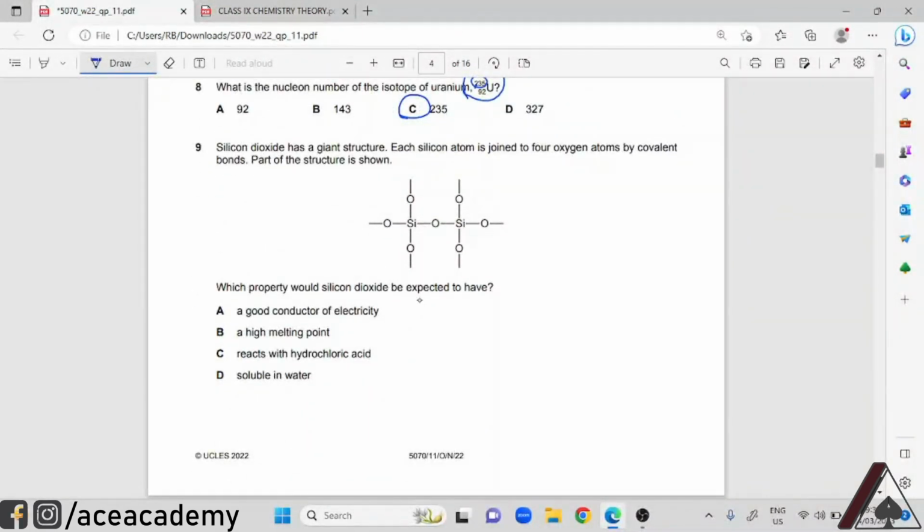Silicon dioxide has a giant structure. Each silicon atom is joined to 4 oxygen atoms by covalent bonds. Part of the structure is shown.